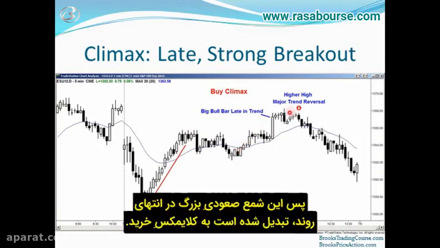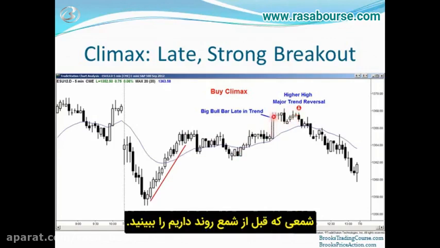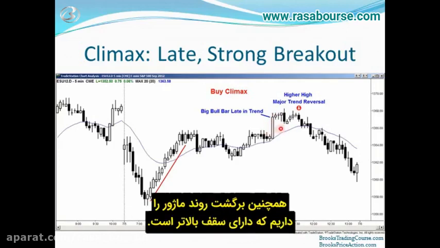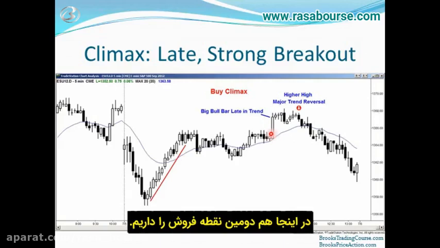So this big bull trend bar late in the trend ended up being an exhaustive buy climax. It became an exhaustion gap once bars closed below the low of the bar before the trend bar, and it was also a higher high major trend reversal. Here's a second entry short.